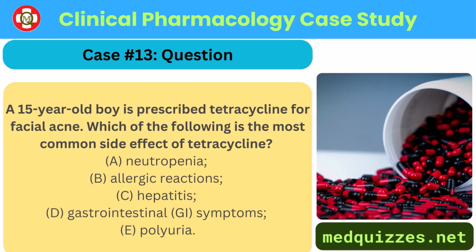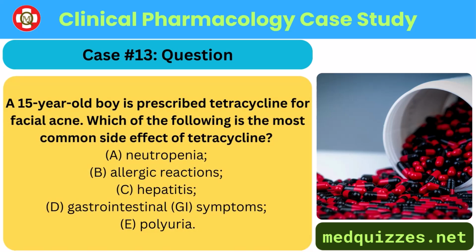Case number 13, a 15-year-old boy is prescribed tetracycline for facial acne. Which of the following is the most common side effect of tetracycline? A. Neutropenia, B. Allergic reactions, C. Hepatitis, D. Gastrointestinal, GI, symptoms, E. Polyuria.